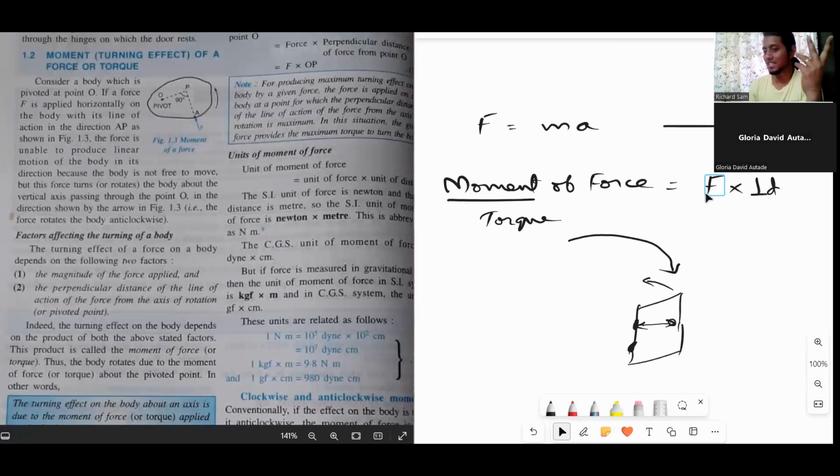Maybe he has more force, right? So that's the way I can increase force. Or the second way is I can increase the distance. That's what I did. I increased the distance so that I could turn it. Is this clear about moment of force?